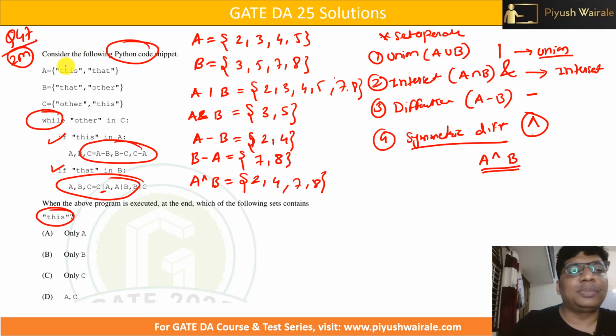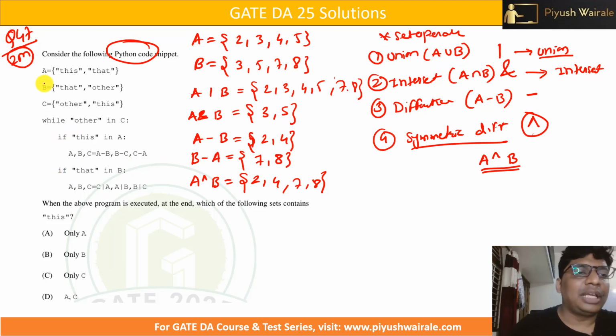Now let's come back to this particular question. We have three sets A, B and C, as you can see, and the code is given here. We have two elements in each of the sets. In the while loop, we are checking whether other is present in this particular set C or not.